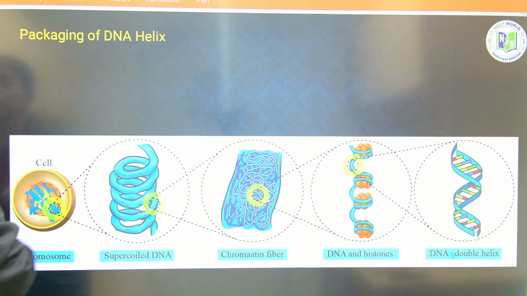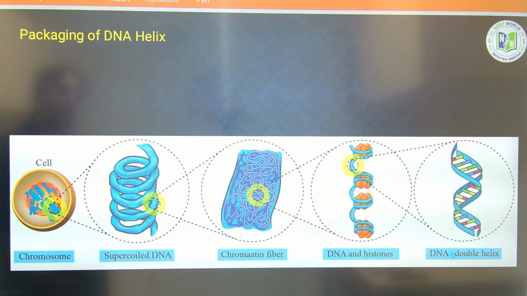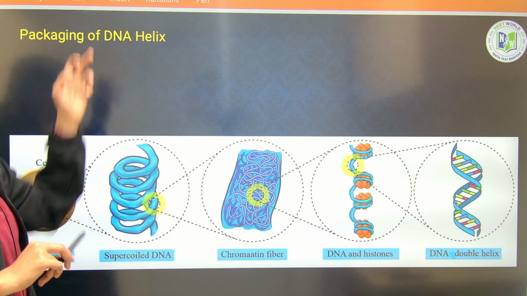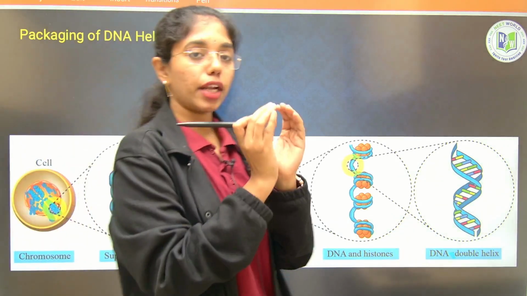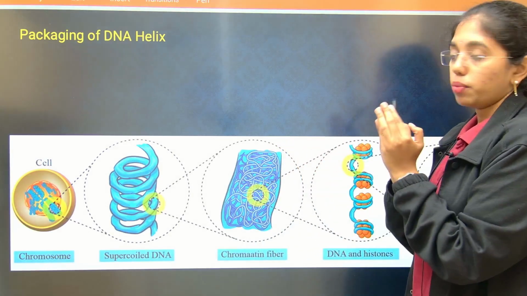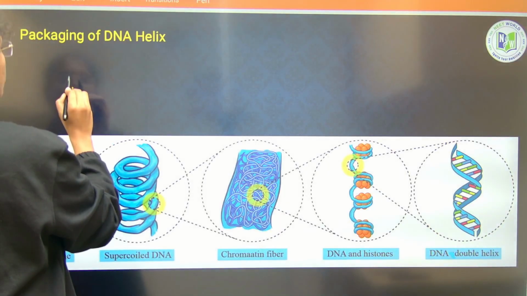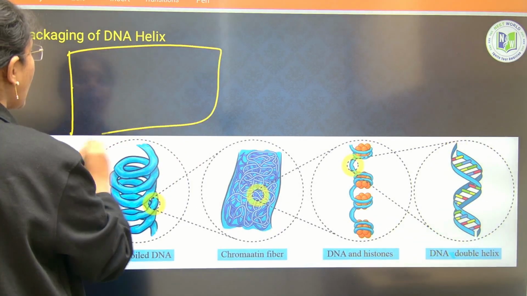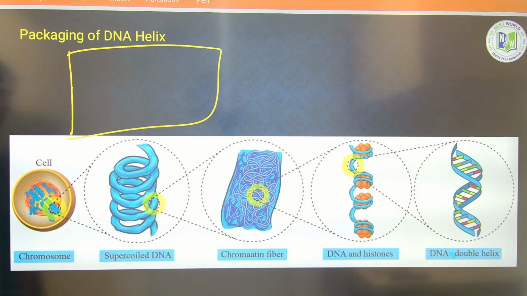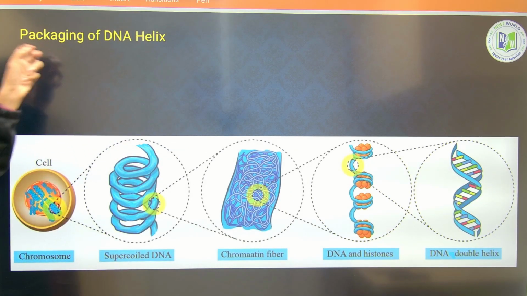Now we will look into the packaging of DNA. DNA is being packed, so understand this carefully. DNA is around 2 meters long, and that long DNA has to fit into the very short nucleus, which is around 10 to the power of -6 meters. So when this long DNA has to fit in that short space of the nucleus, it has to be packed and coiled tightly. That is done by histone proteins, which are positively charged.